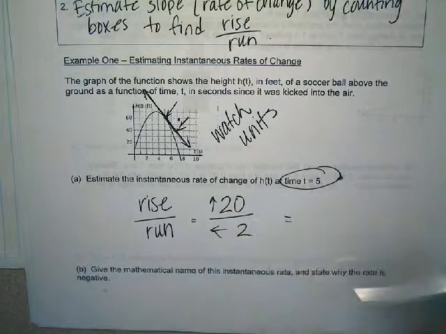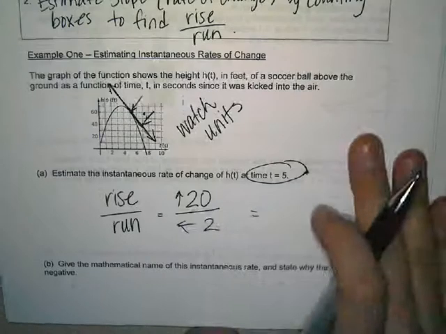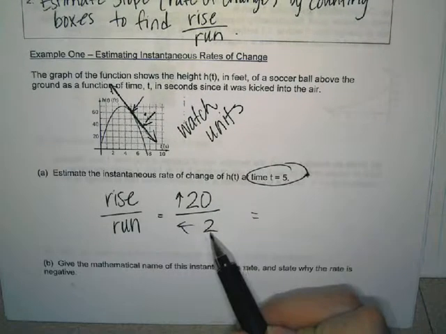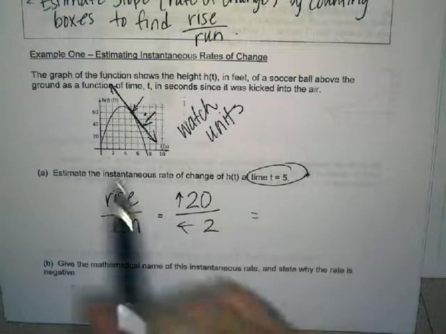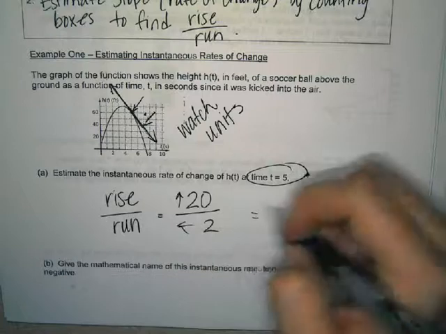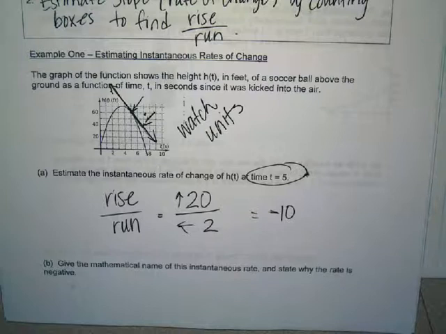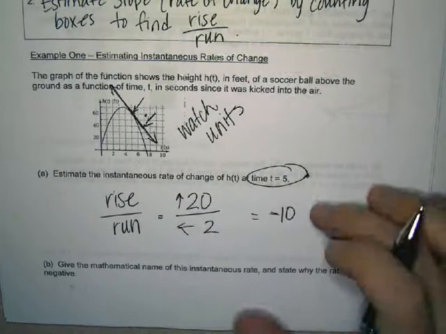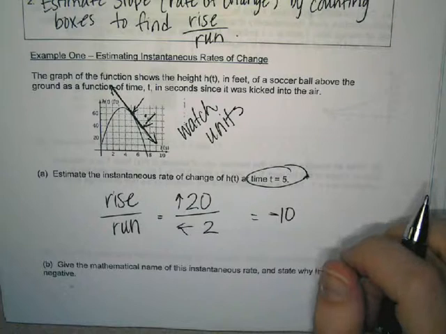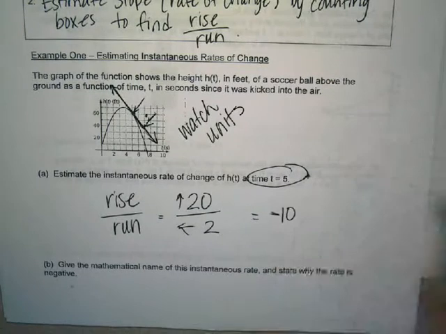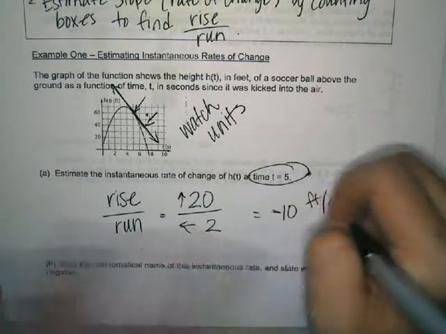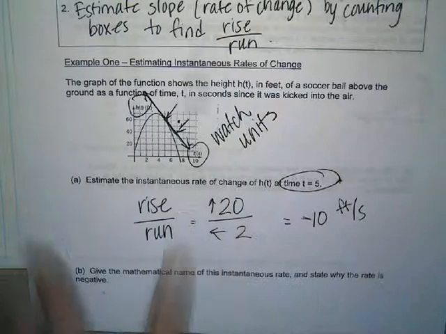Mathematical name for an instantaneous rate of change. And state why the rate is negative. We already talked about that. Why is the rate negative? It's decreasing. What's happening with the actual ball? The ball is going down. So the ball is falling back toward the ground. So h of t is decreasing.